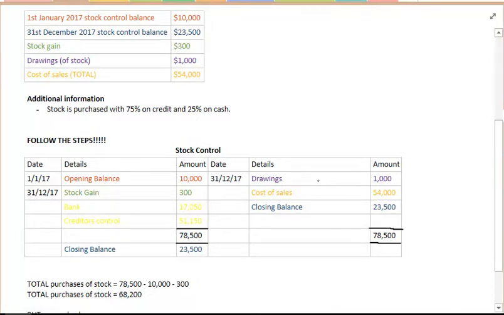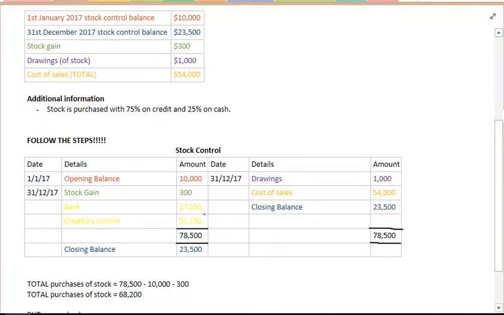Cost of sales, we know, is how we expense the stock when we sell it. So in orange, we put that there as a credit. It's going to reduce the stock control balance because we've sold it. Finally, our figures in yellow.